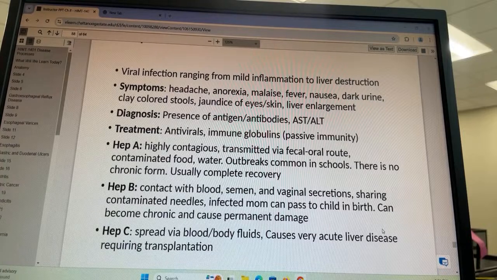So, IV drug users share contaminated needles. You can get hepatitis B. Also, this is why it's important to go to places that are nice and not go to some dark alley to get your tattoos done or your piercings done, because contaminated needles can also be passed that way.